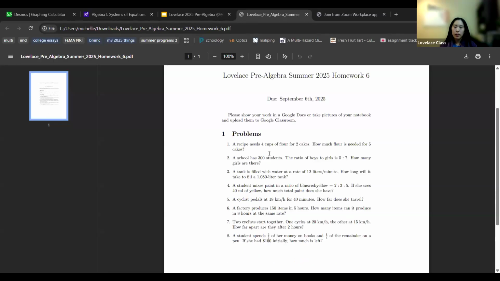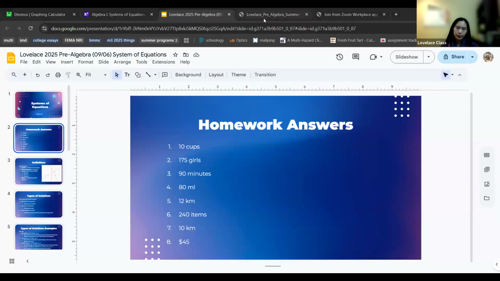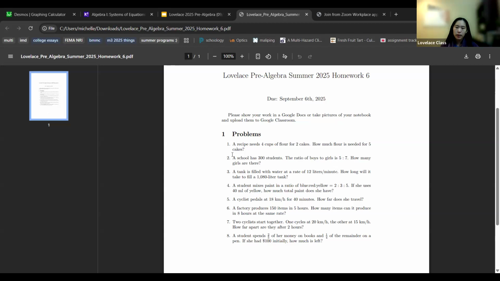Here's the first problem: if a recipe needs 4 cups of flour for 2 cakes, how much flour is needed for 5 cakes? If it's 4 cups of flour for 2 cakes, that's a ratio of 4 to 2, which is also a ratio of 2 to 1. So 1 cake needs 2 cups of flour, then 5 cakes needs 5 times 2, which equals 10 cups of flour.